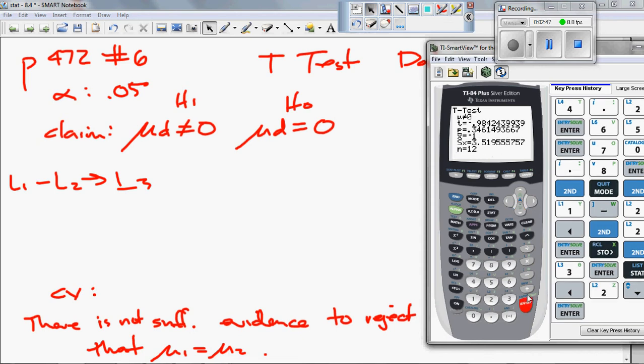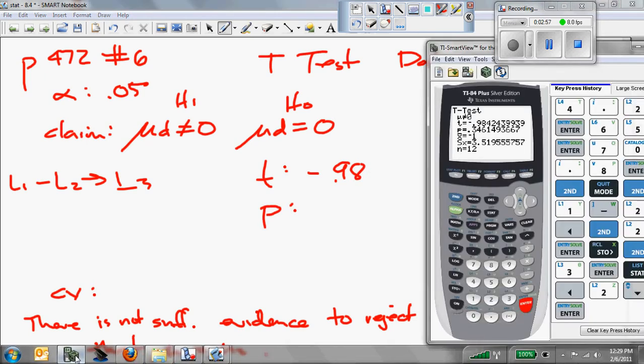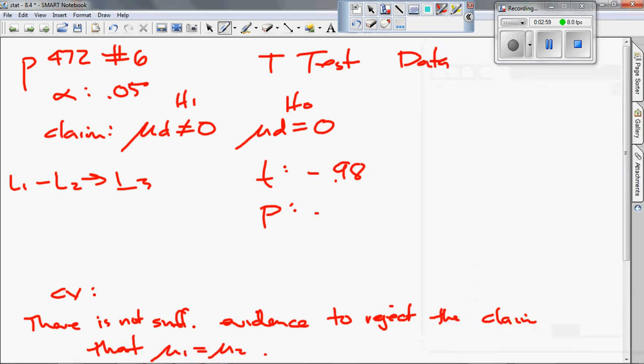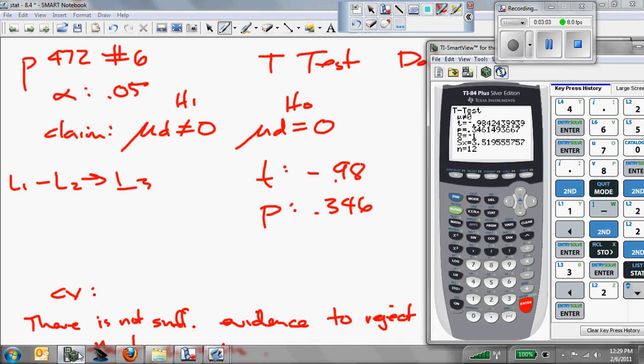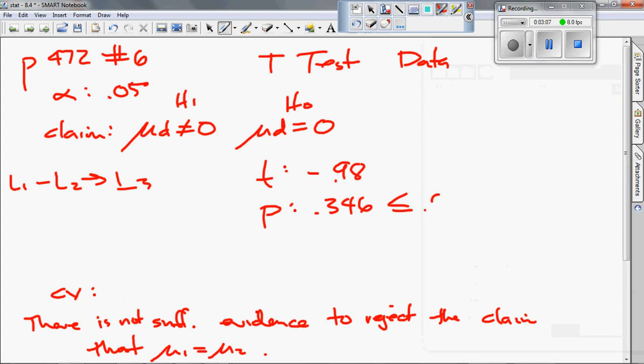Our test statistic is negative 0.98. T is negative 0.98. The p-value is 0.346. And we want to compare that to our significance level. It is not less than our significance level, so we failed to reject the null hypothesis.